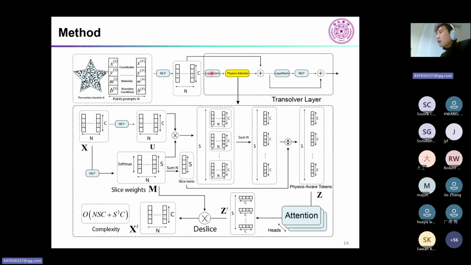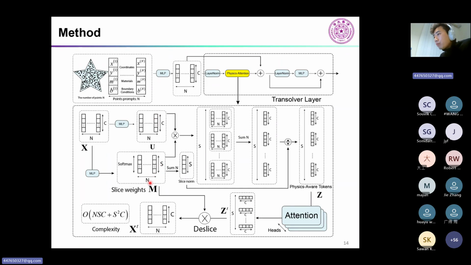And then we use layer norm to make the algorithm more robust, and then physical attention. This is the core idea of the Transolver. For the physical attention, we take the input, C by n, and use 2 MLPs. The first one transforms C to C, so we get this U matrix. The second one transforms C to S, where S means the slice number in the Transolver. So we get 2 matrices. The first matrix is C by n. The second matrix is S by n.